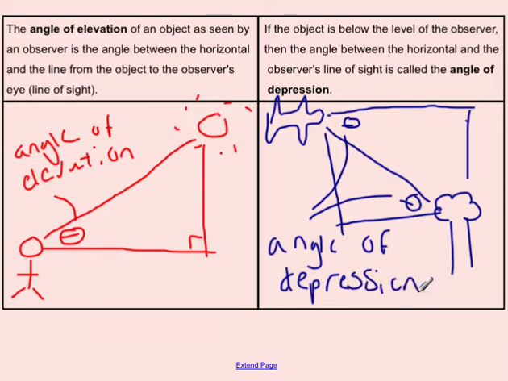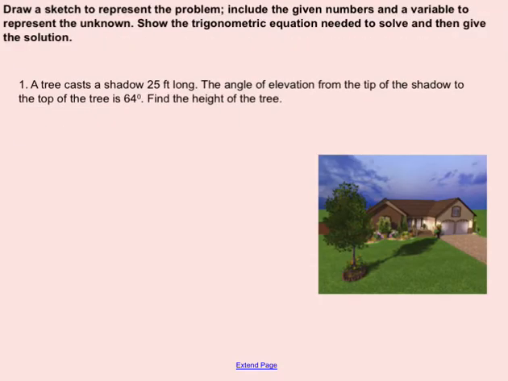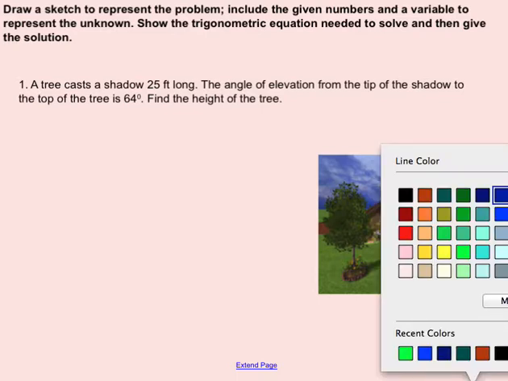All right, so let's go ahead and move forward. Let's take a look at this first word problem. Again, you judge my drawing, I'll cry. Draw a sketch to represent the problem, include the values, and represent the unknown. Follow those directions, they help. So let's take a look at this first problem.